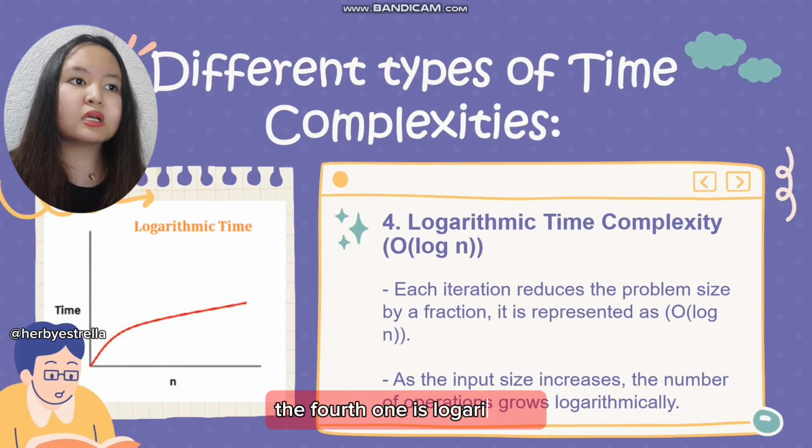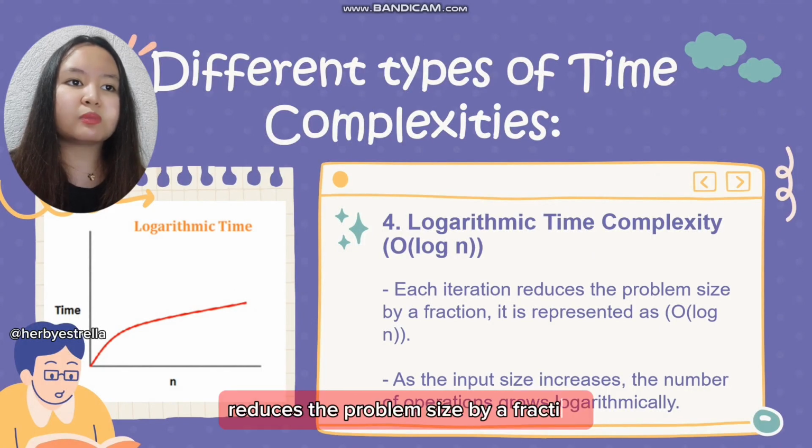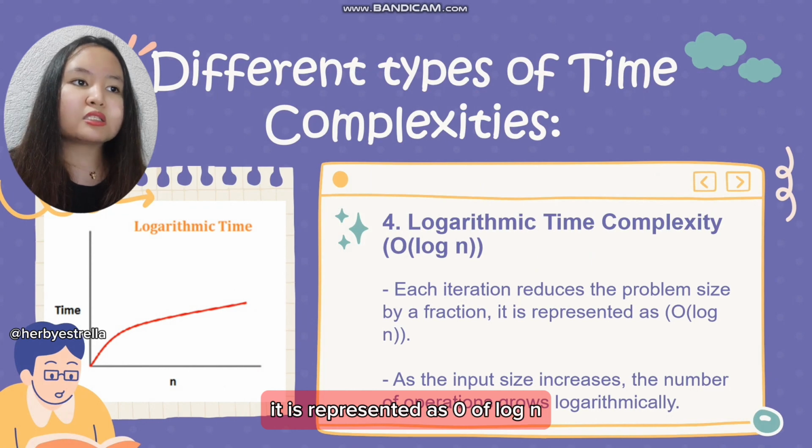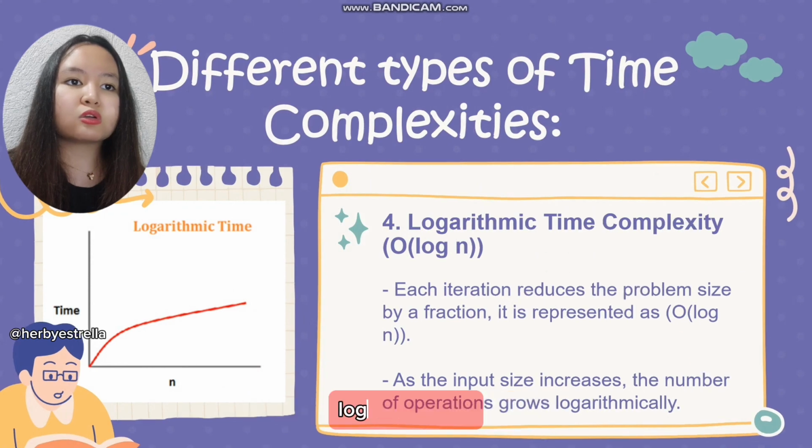The fourth one is logarithmic time complexity, O of log n. Each iteration reduces the problem size by a fraction. It is represented as O of log n. As the input increases, the number of operations grows logarithmically.